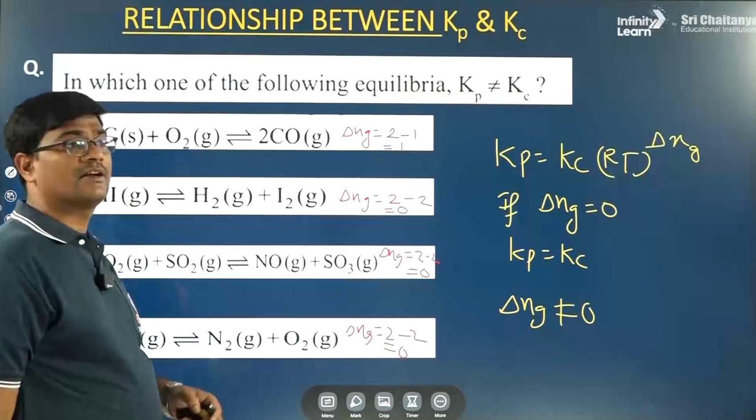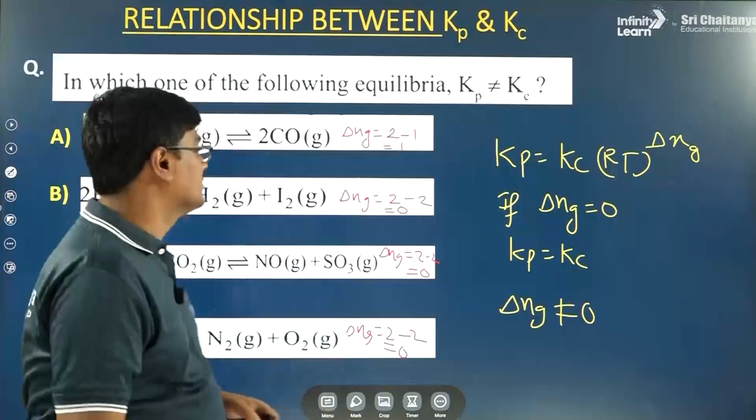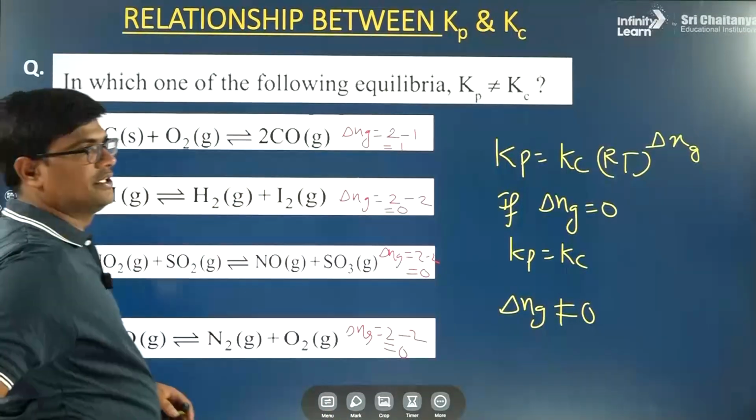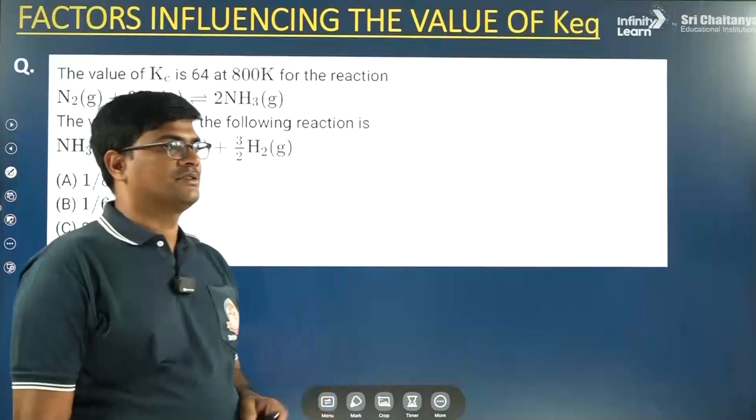Therefore, what is the right answer? Delta Ng should not be equal to 0. Therefore, what is the right answer? It is option A. Let's go for the next question.